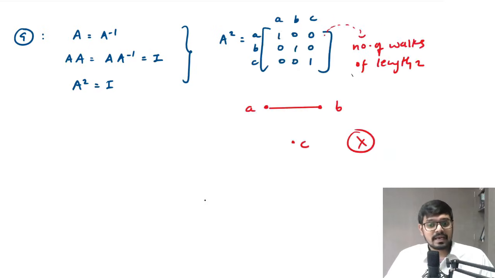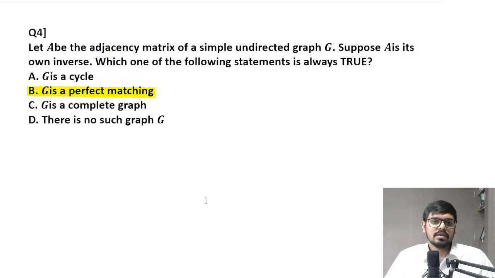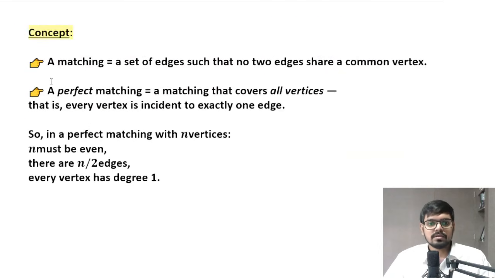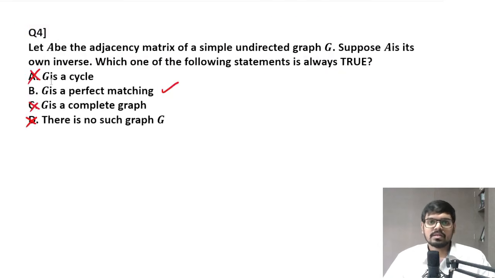If this graph exists, then option D is wrong. Option A and C are also wrong, since option A talks about a cycle, those were not cycles, and C talks about a complete graph, those graphs were not complete graphs, right? So by option elimination, option B is correct. Very beautiful question. But now you will say, sir, what is a perfect matching?